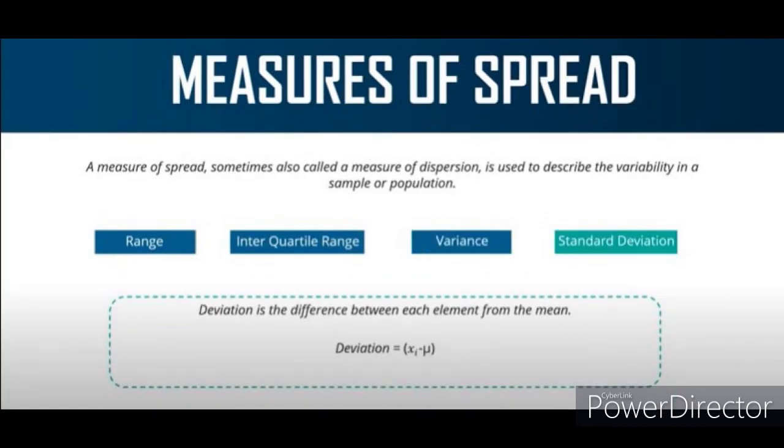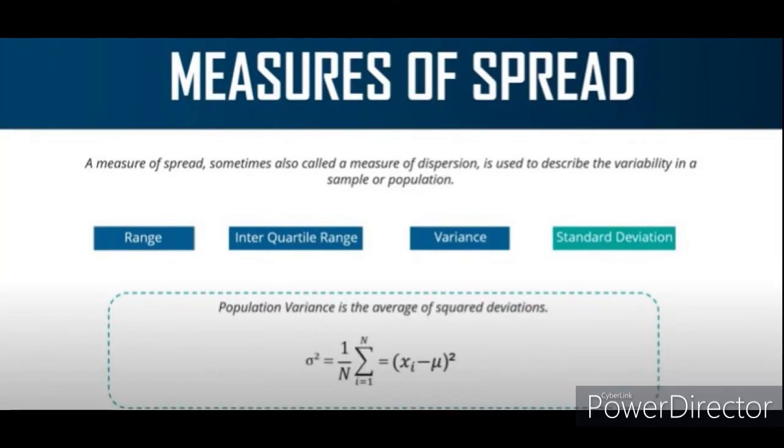Now let's look at what is deviation. Deviation is just the difference between each element from the mean, so it can be calculated by using a simple formula.